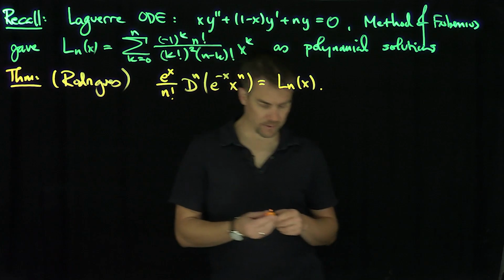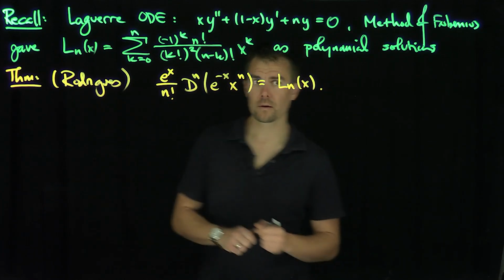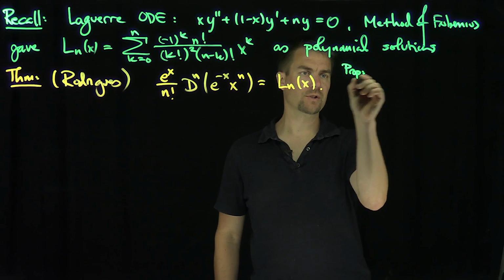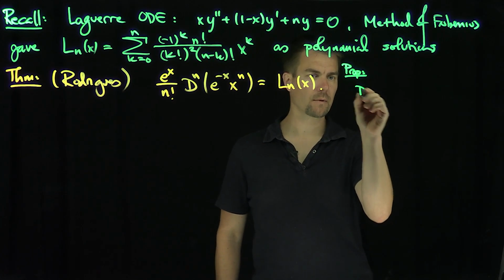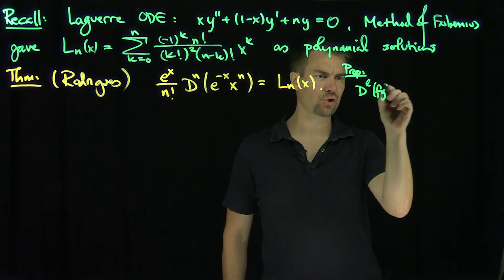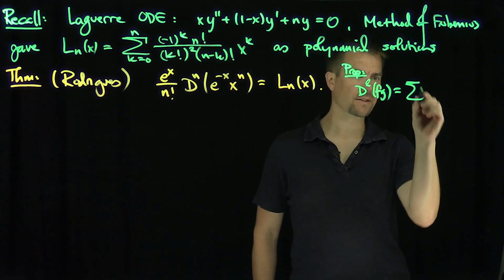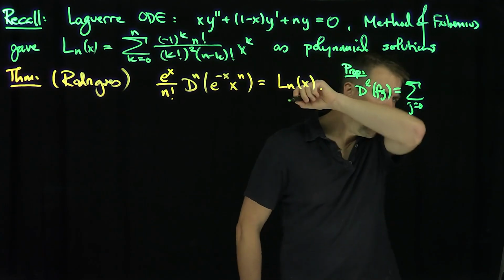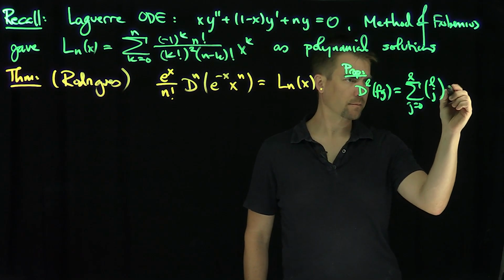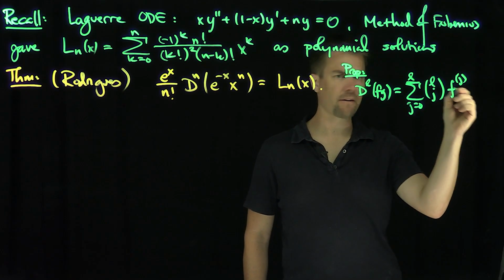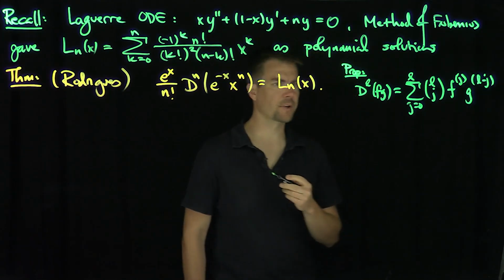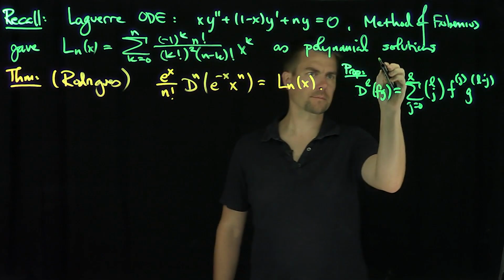Okay, so let's recall a little proposition over here. The proposition is that if I do L derivatives of f times g, that's the sum, j goes from 0 to L, L choose j, j derivatives of f, and then L minus j derivatives of g. That's just the generalized Leibniz rule.